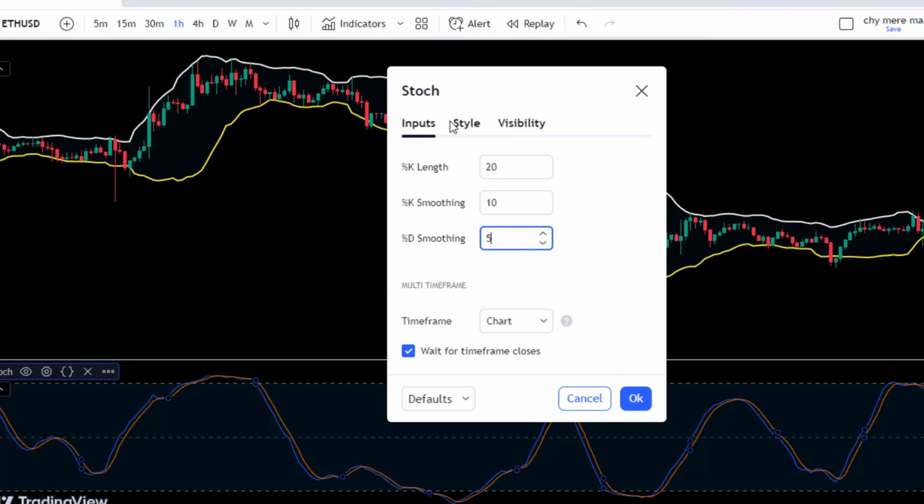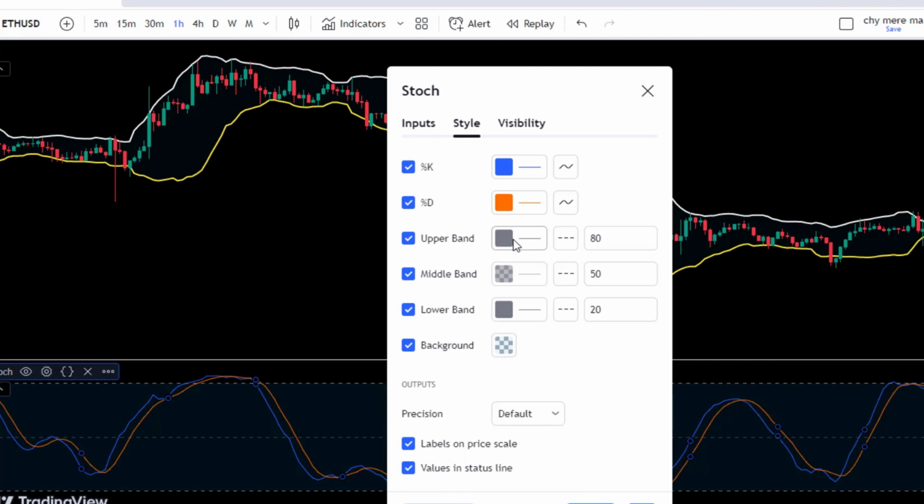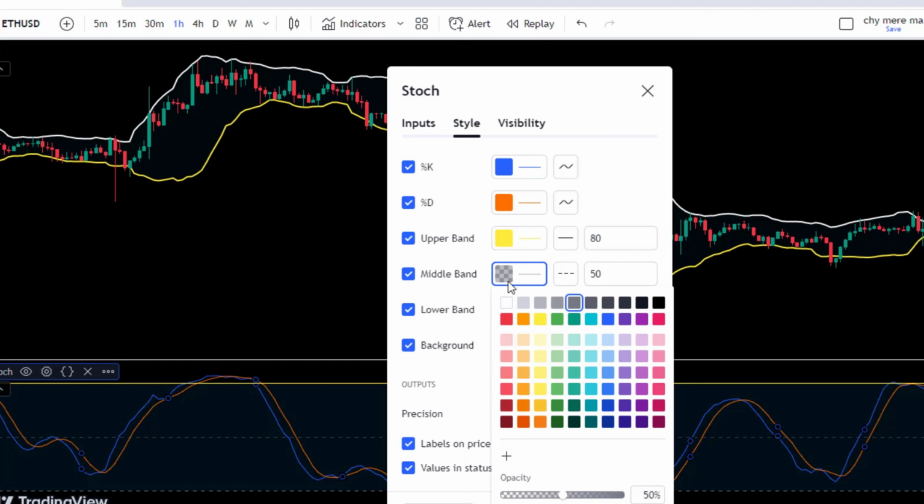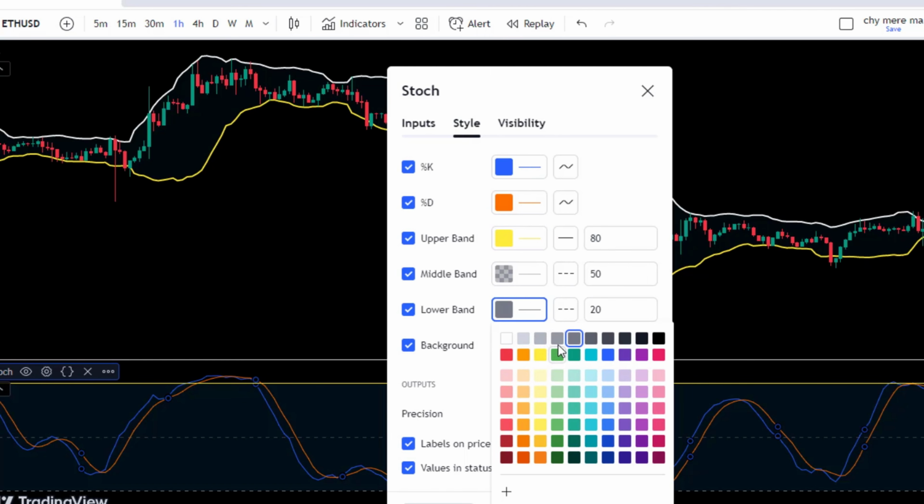Then we set the upper band color to yellow and change the dotted line to a straight line. Leave the middle line at its default. And set the lower band color to red and change the dotted line to a straight line.